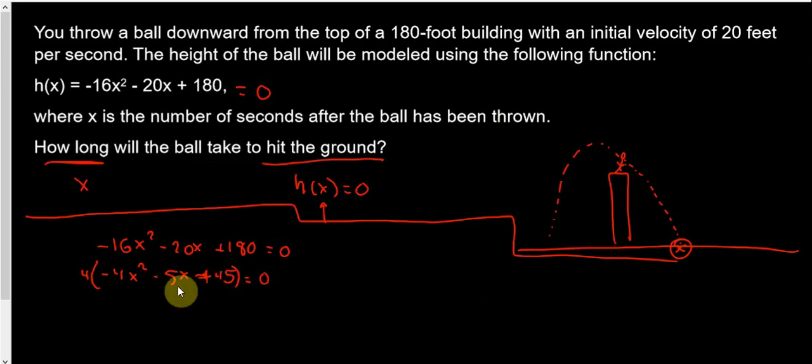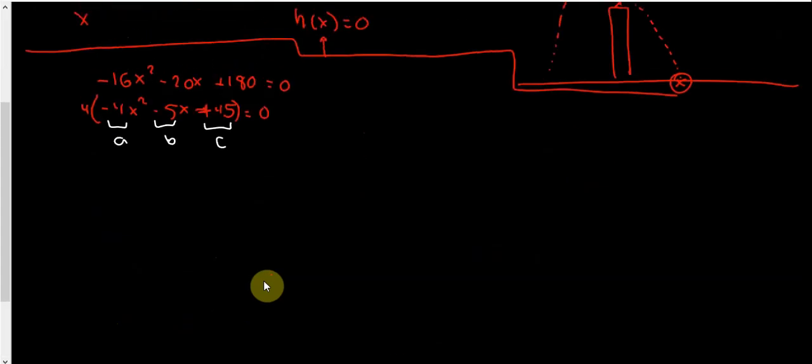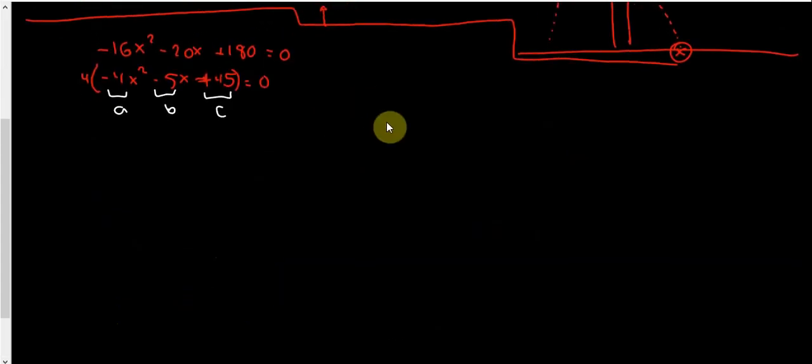Okay, so let's label this. Negative 4 will be your A, negative 5 will be your B, and positive 45 will be your C. So once again, I'm going to do my quadratic formula, both solutions at the same time. So x equals the opposite of b. Well, b is already negative, so the opposite of negative 5 would be positive 5, plus or minus.